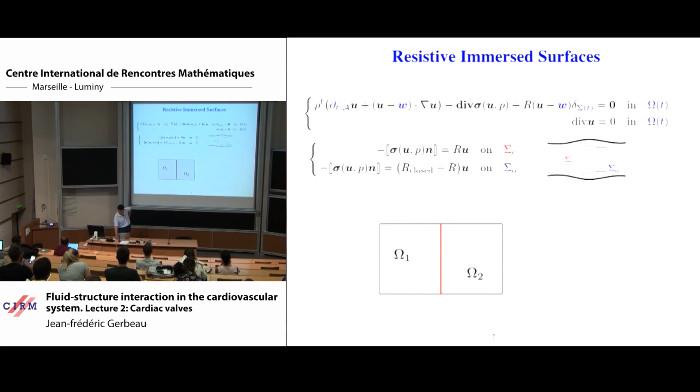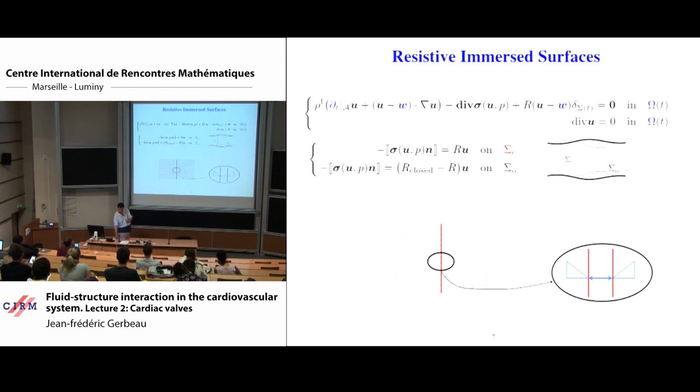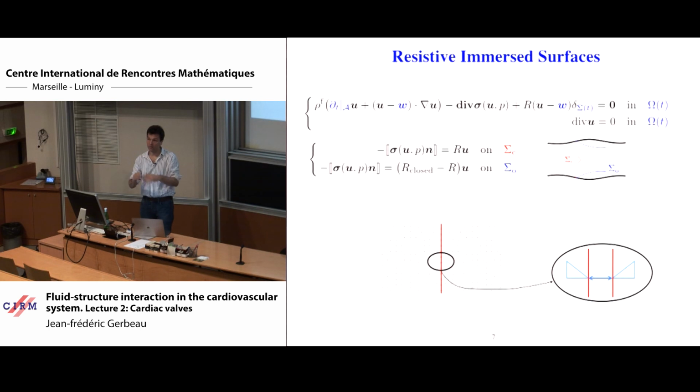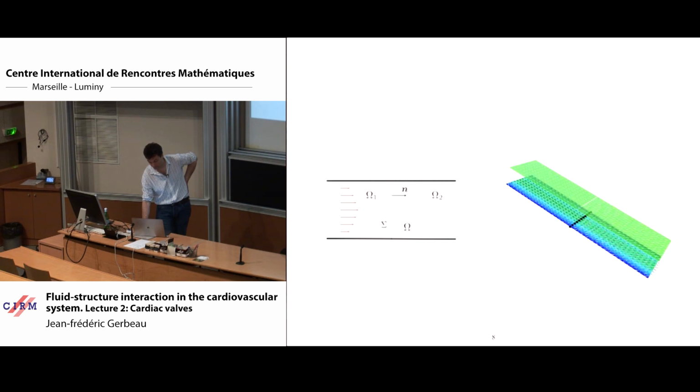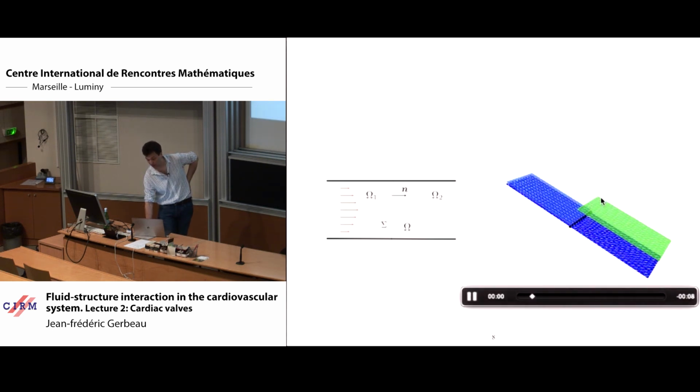So here is the formulation. And the idea, since we decided where to put the valves, is that we can double the degrees of freedom on the surface of the valves, which allows us to capture the pressure drop, which is very important. So here is an example, a toy example, where you see that the pressure is really discontinuous when the valves are closed.